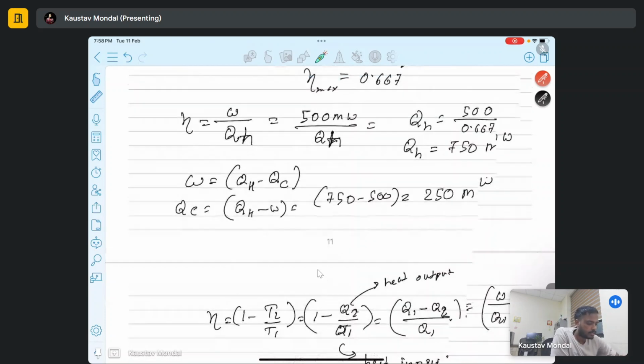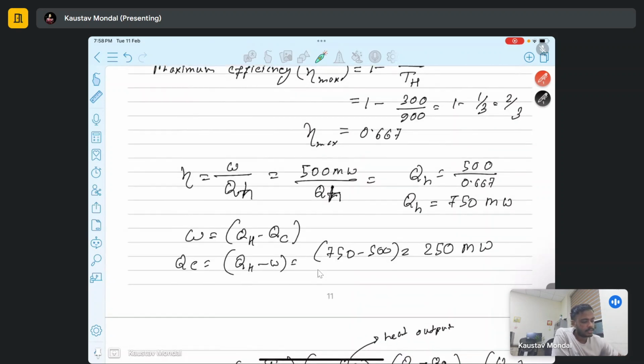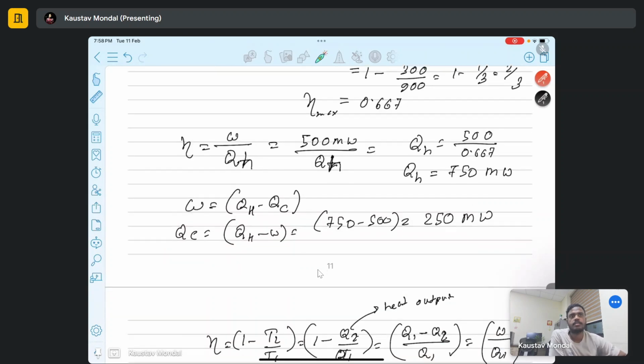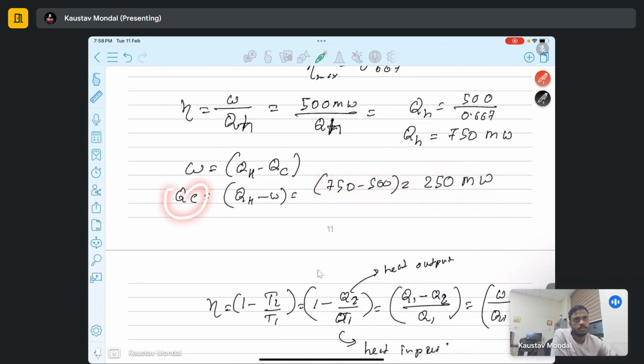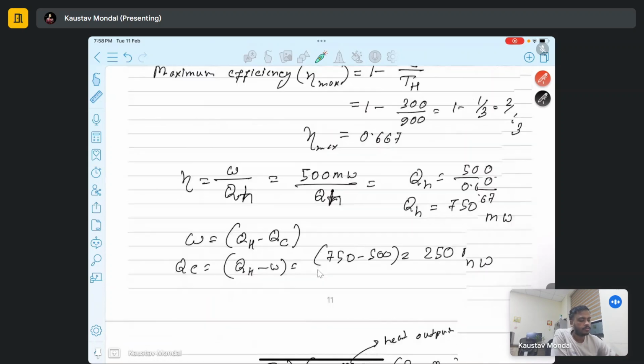In order to calculate that, we know the work done, right? Work done is QH minus QC. So W is basically QH minus QC, and QC is equal to QH minus W. The QH value we already know is 750, minus 500 gives you 250 megawatt. This is basically the heat that is rejected to the colder reservoir. So this is the end of the problem.